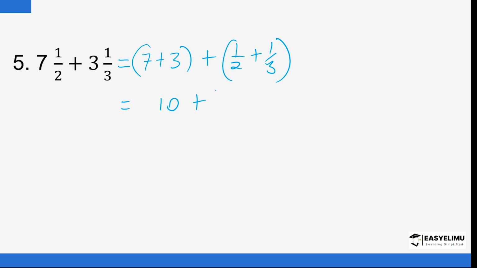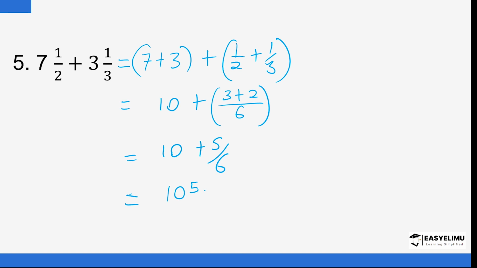And then for the other one, you can use cross multiplication. 3 by 1 is 3, and then 2 by 1 is 2, and then 2 by 3 is 6. So this again is going to be 10 and 5 over 6. And as we have seen in the previous example, it's just a matter of combining. So we have 10 and 5 over 6 as the correct answer.